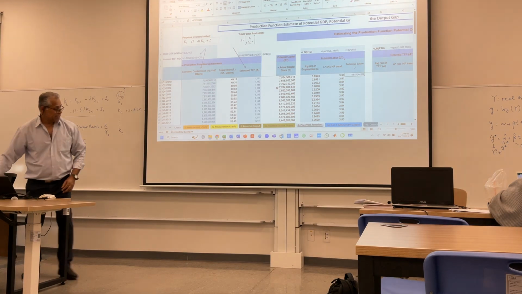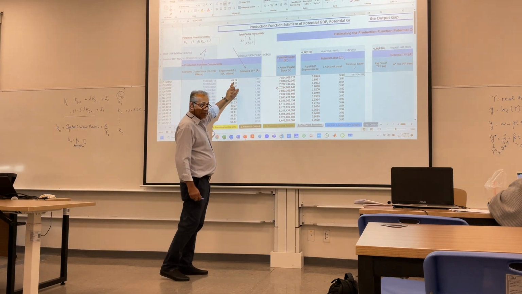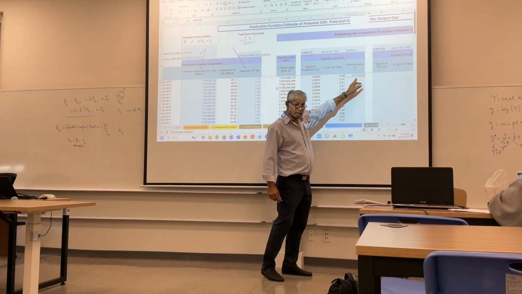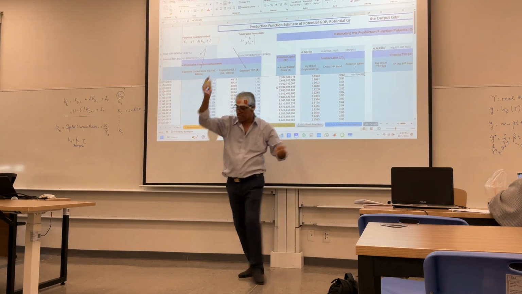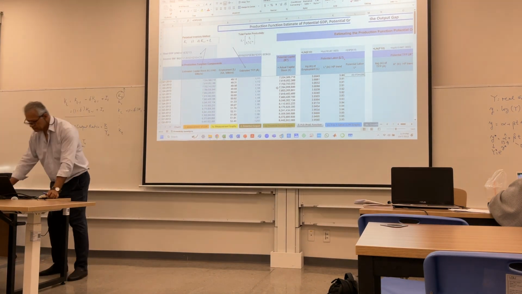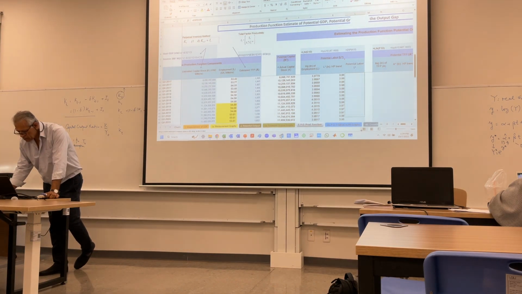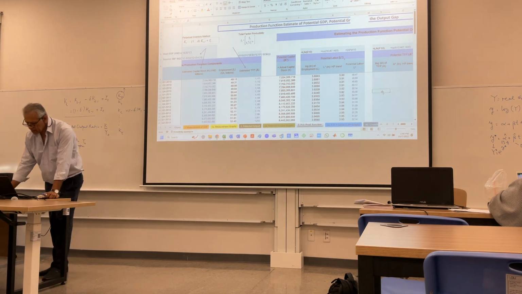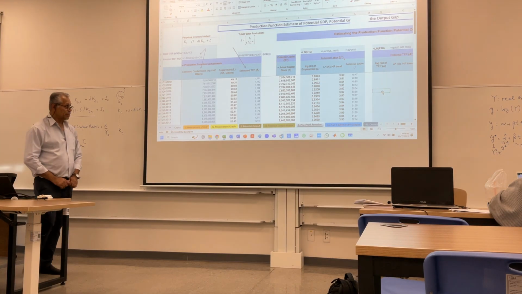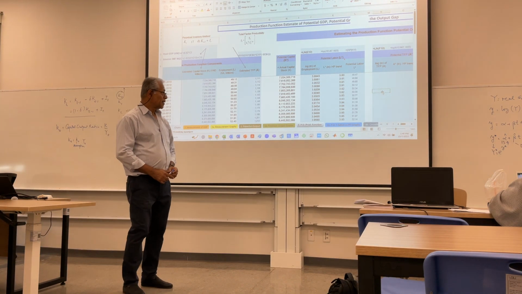And you can obviously see now that the actual here is different from the potential labor force because we put in a smooth trend to the labor force. If your numbers look something like this, you are doing fine up till now.